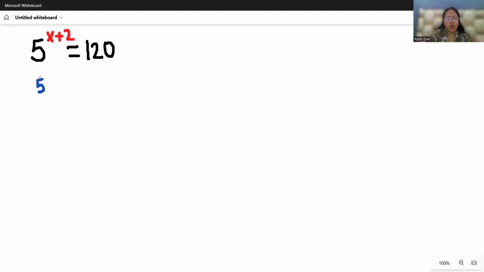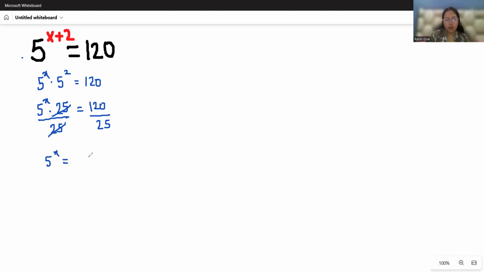So we can write this as 5 power x times 5 power 2 equal 120, and 5 power 2 means 5 square, that is 25, equal 120. Now if I divide both sides by 25, this will cancel out. So 5 power x equal 120 by 25.